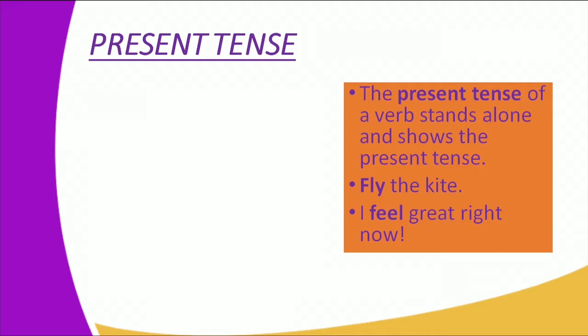Example number 2, I feel great right now. In that sentence, the verb is feel. It has not been inflected. It is existing in its root form. That is what we refer to as the present tense of the English verbs.